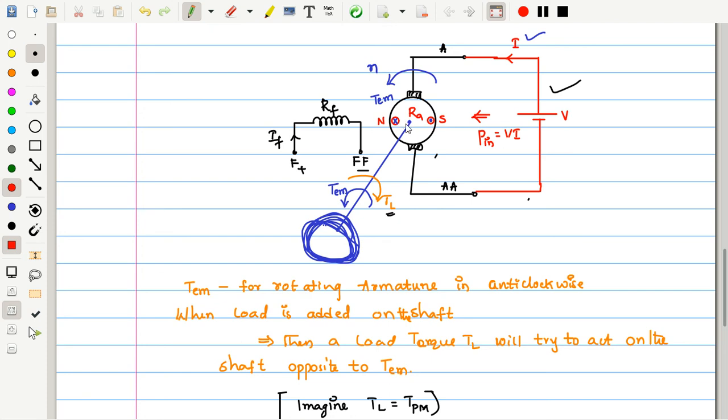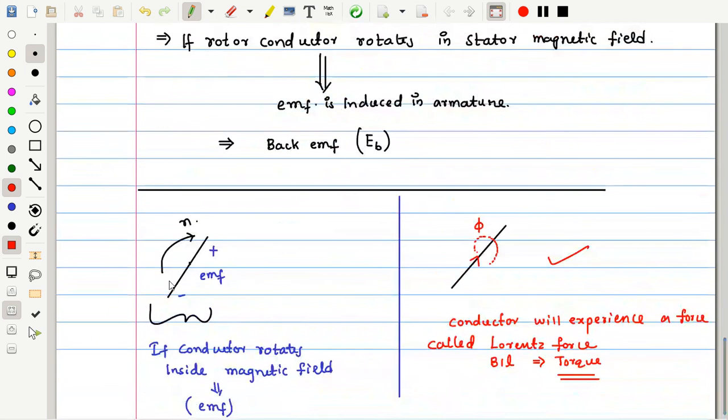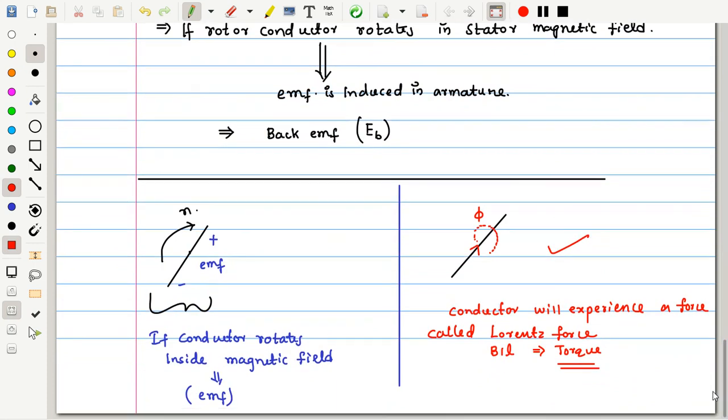Once the rotor is trying to rotate, these conductors are also rotating. Where are these conductors rotating? Forget about whether it is carrying current or not, it doesn't matter for me. Is the conductor rotating or not? This conductor is rotating inside the stator magnetic field. As a result of that, if a conductor rotates inside the magnetic field, this induces EMF. So this induced EMF we call the back EMF.